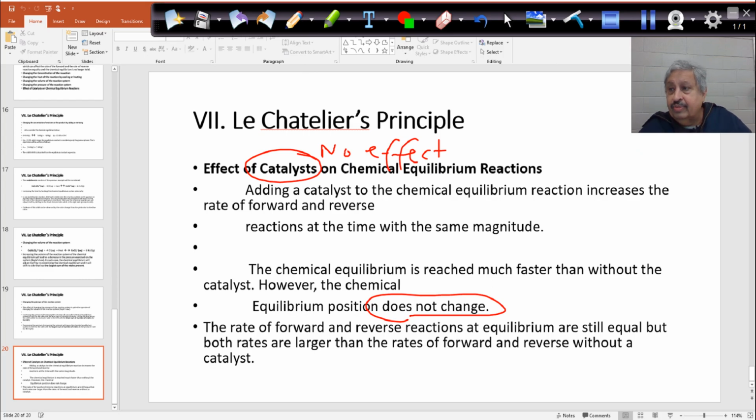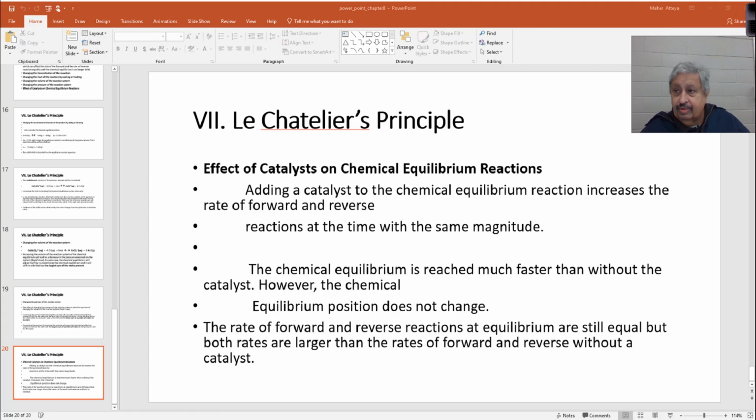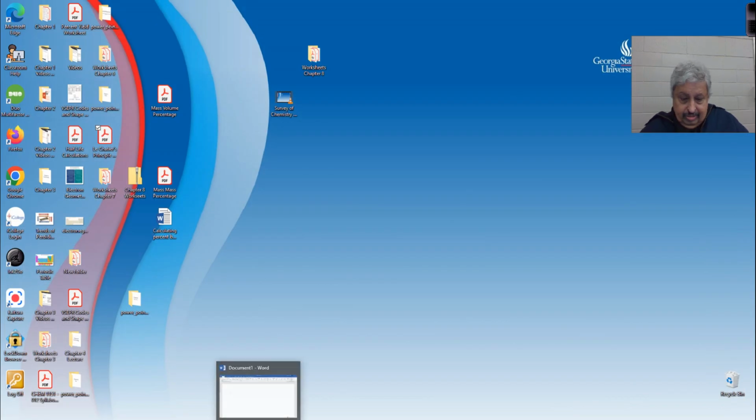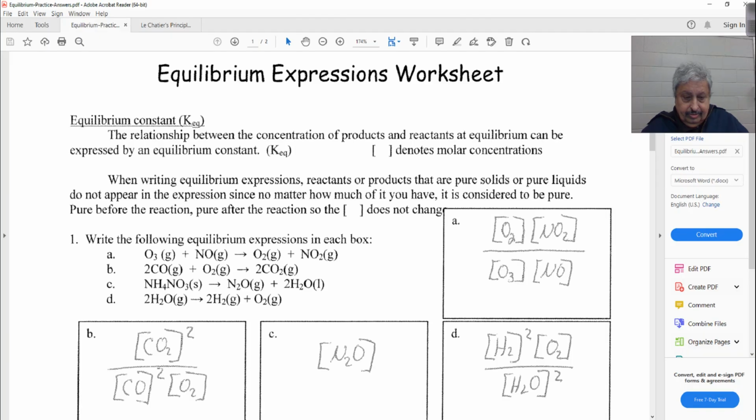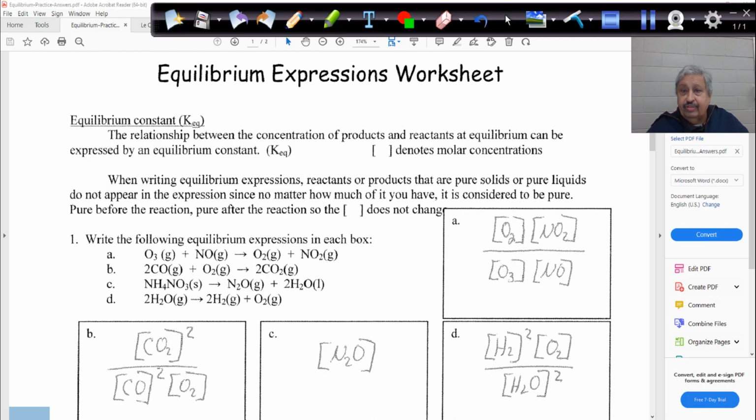So the catalyst has nothing to say. Let's do some chemical equilibrium. First of all, number 1, the answer is there, but those are just to go over the chemical equilibrium constant. So for those reactions, let's go and look at the chemical equilibrium constant.